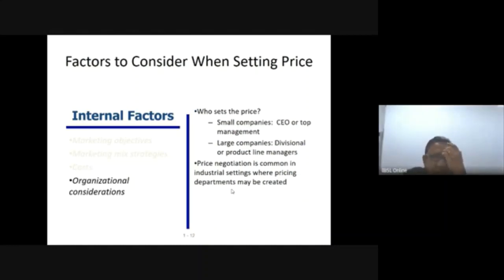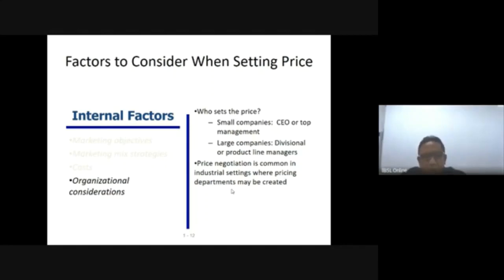Organizational consideration. Who sets the price? In small companies, maybe the CEO and top management. In large companies, divisional or product line managers. Price negotiation is common in industrial settings. In large organizations there are pricing divisions, pricing departments, and negotiation departments.